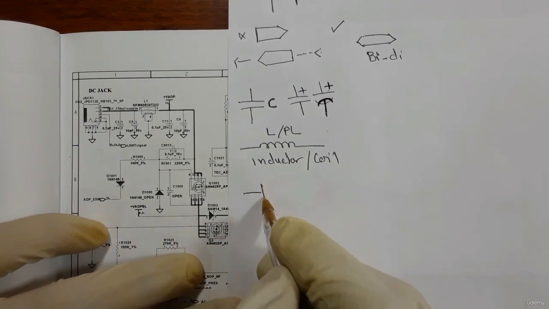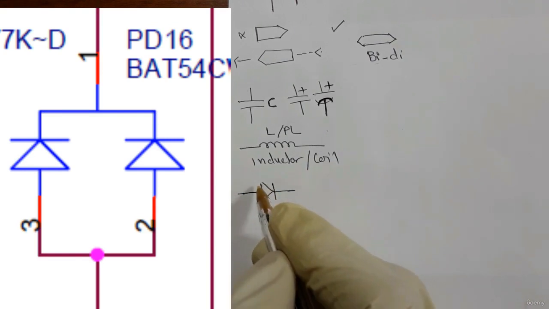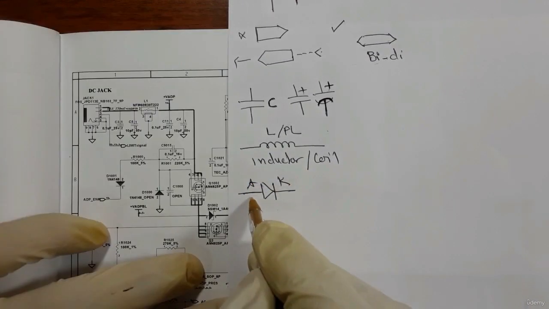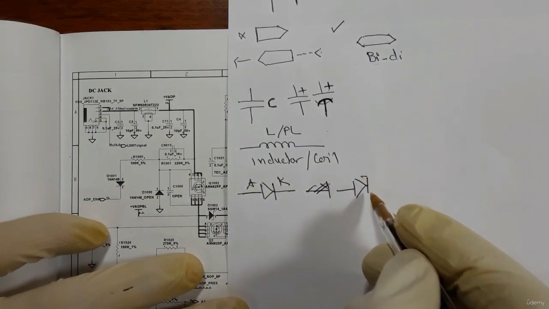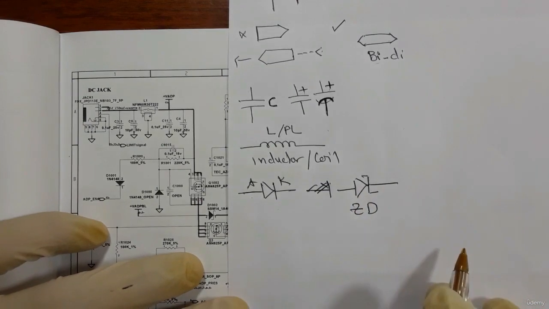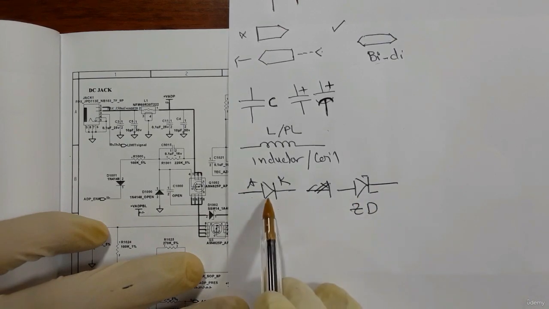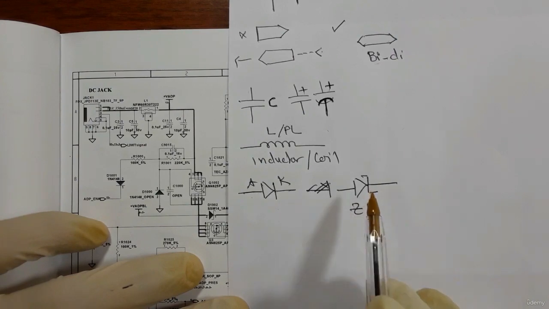Of course for a diode we have this symbol, as you can see, with anode here and cathode here, or plus and minus. You can also find this type of diode, as you can see. This is a Zener diode. This diode is used to stabilize the voltage. And this is a normal diode, and this is a Zener diode to stabilize the voltage.